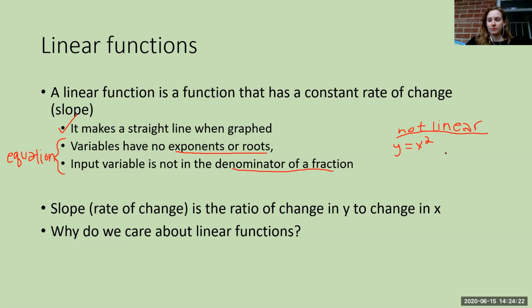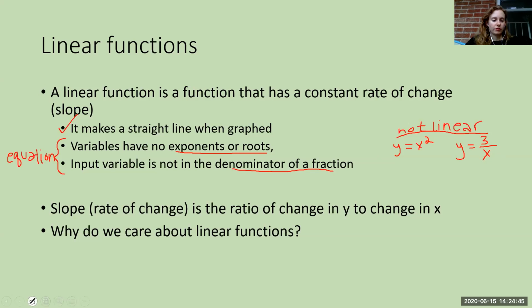It is nonlinear. Or if I had something like this, y equals 3 over x, there, again, my input variable is in the denominator of a fraction. So this would be nonlinear.